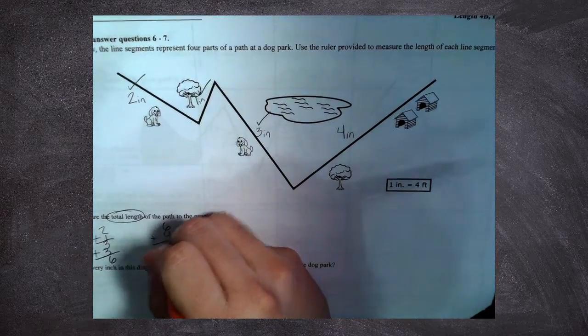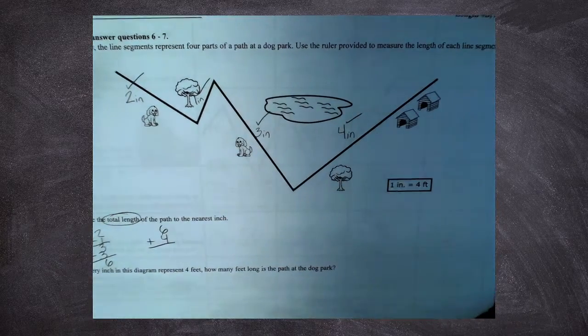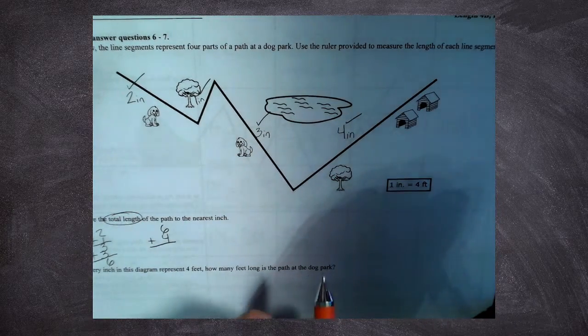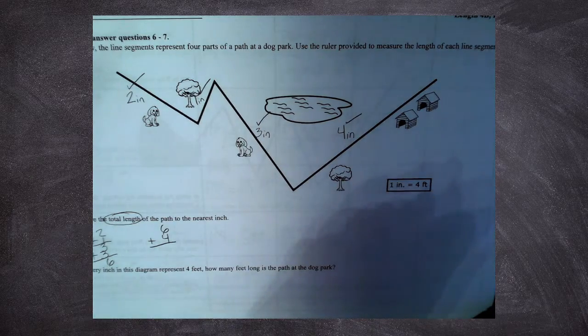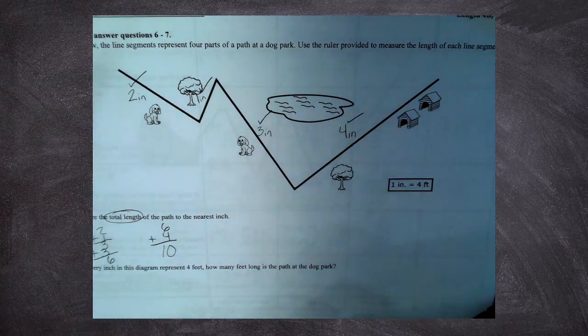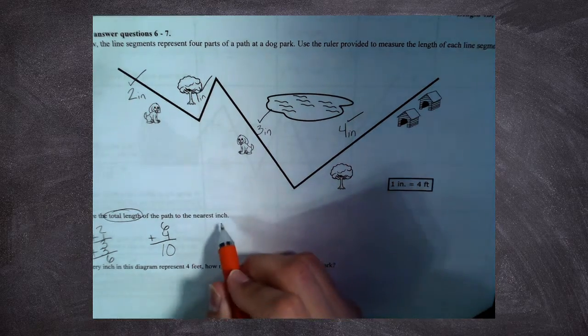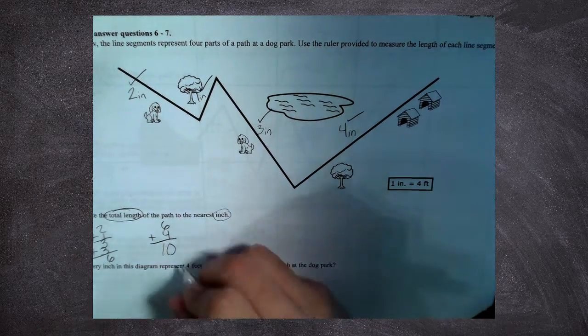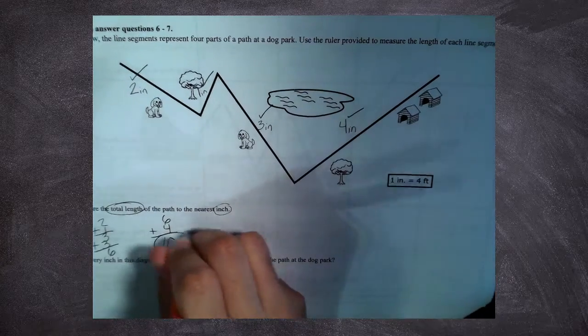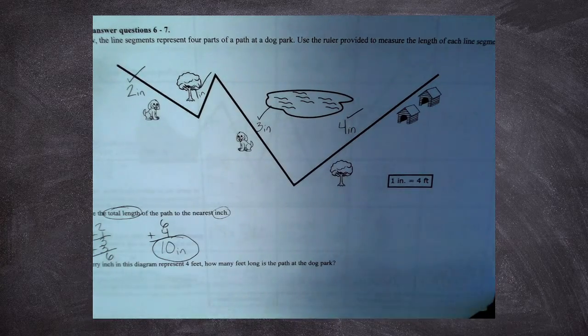And I've got one last part. 6 plus 4. What's 6 plus 4? Alexa? 6 plus 4 is 10. 10 what, Alexa? 10 feet? Not feet. What do we measure using? Inches. So the total length would be 10 inches.